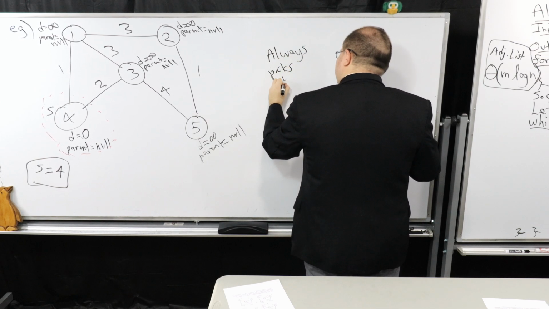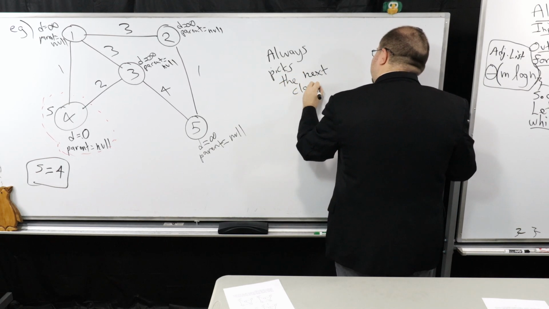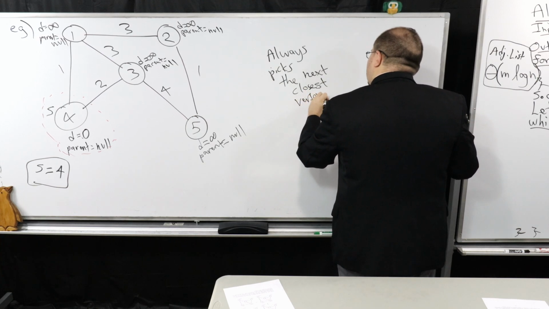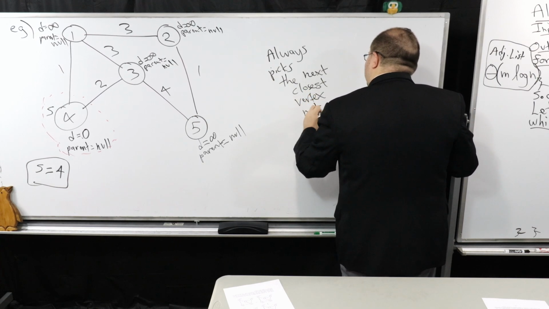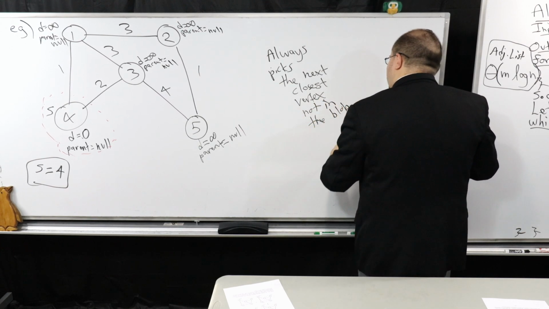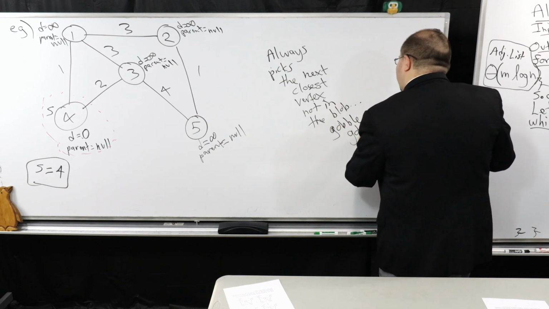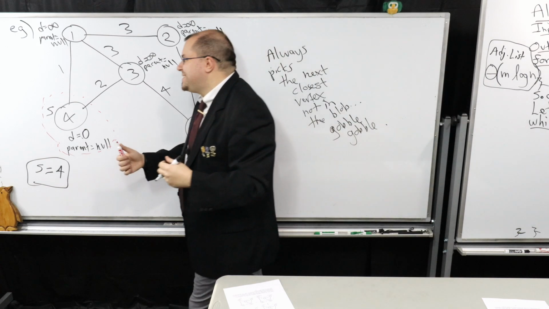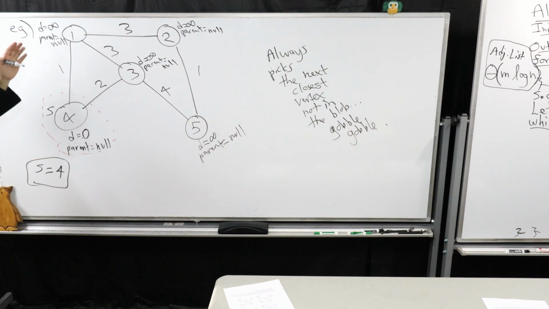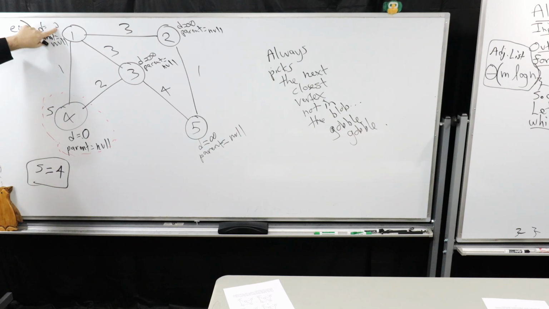It always picks the next closest vertex not in the blob. Gobble, gobble. The gobble, gobble part's just for me, okay? So, anyways, now I look at my incident edges. And remember, the next closest vertex, that's the information stored in these D values here, okay? So, I have the edge here with weight 1.